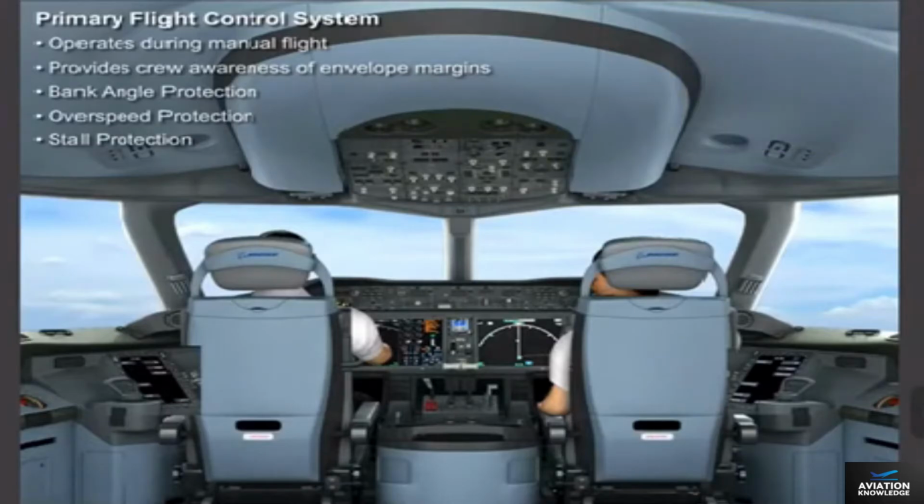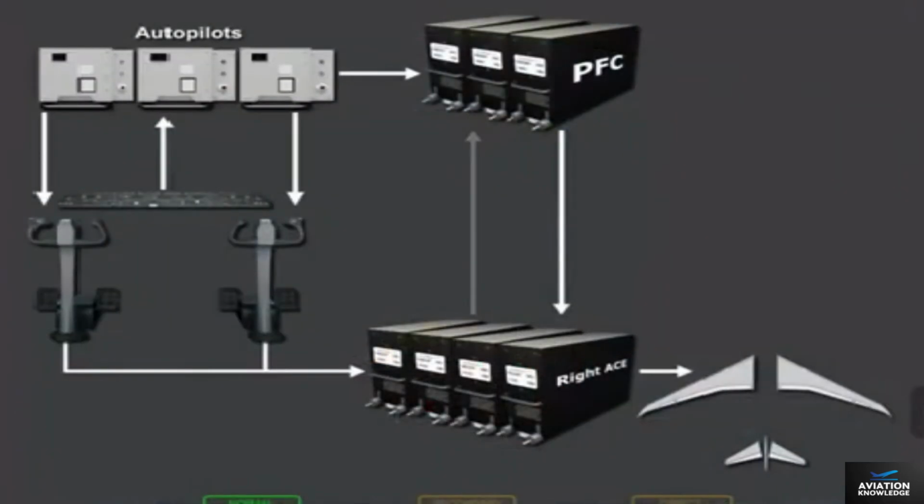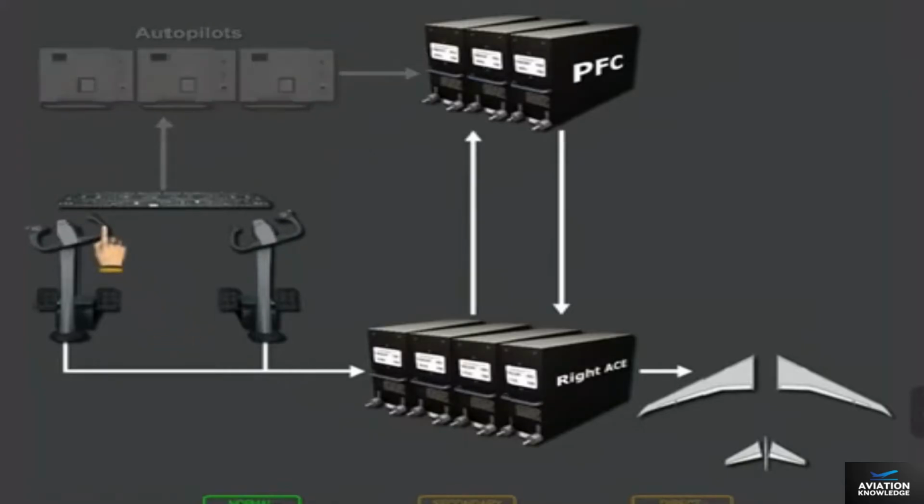When the autopilot is engaged, the autopilot system sends control surface commands directly to the PFCs. The PFCs generate control surface commands, which are sent to the ACEs and then to the control surface actuators. The autopilot will backdrive the pilot controls to provide awareness of what the autopilot is doing. If the pilot overrides the autopilot with control inputs, the autopilot disconnects and the flight control system uses the pilot control inputs.